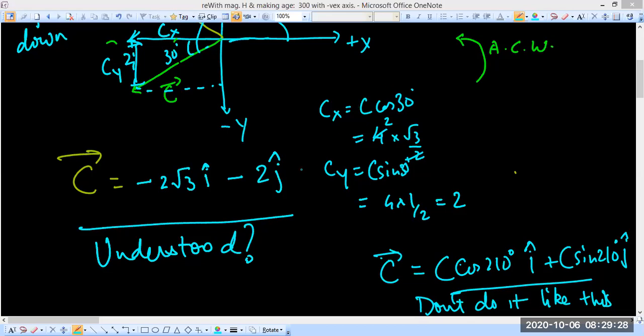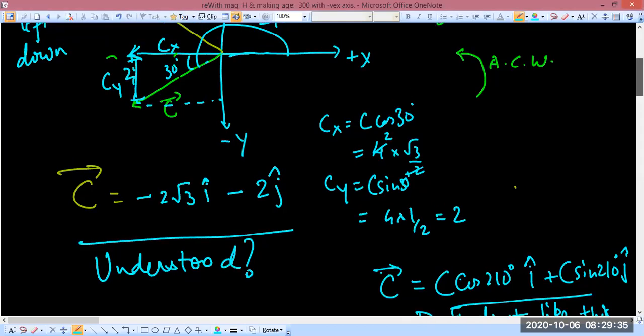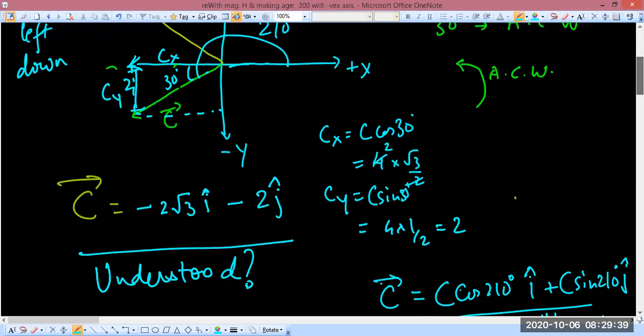This is not going to work every time. Okay, this is just a coincidence that you can do it with minus 30 here. Every time you will not be able to do it with such situations. All right. Okay, so it's just a coincidence.